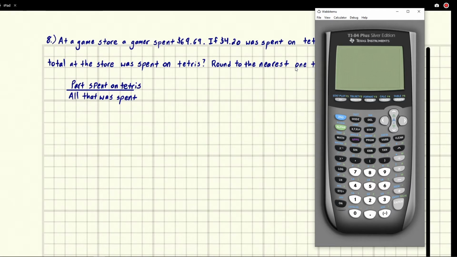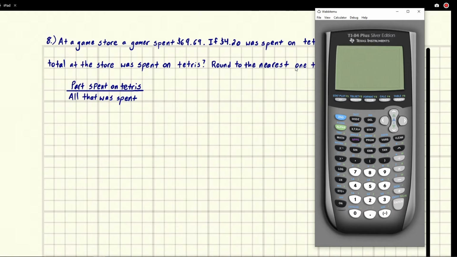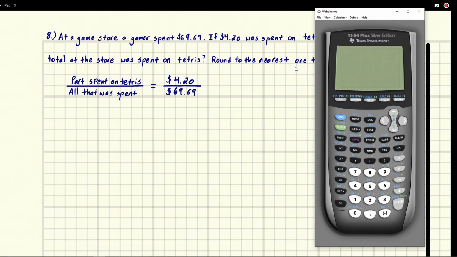Fractions are how we get these percentages and proportions and things. So they're very, very handy things. And so we say, well, for this, that is simply the amount spent in total was $69.69. And on top, we spent $4.20 on Tetris. You can cancel the dollar signs out if you want. You don't really need to write the dollar signs. Just make sure you get your numbers correct.